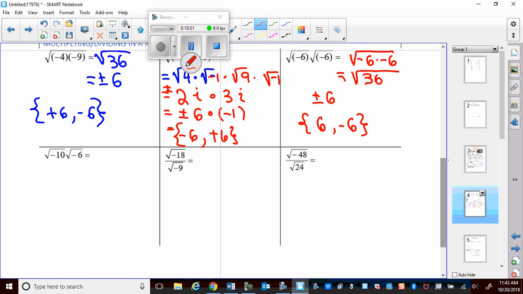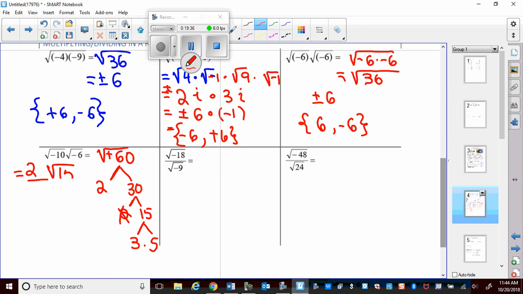Now, the next part, square root of negative 10 times square root of negative 6. This equals positive 60. And then we're just going to break down the radical in the parts. 2 times 30 equals 60. 2 times 15 equals 30. And 3 times 5 equals 15. So when I set this up, this equals 2 comes out of the radical, 1 goes away, but inside remains 15. Okay? So the answer here is plus or minus 2 square root of 15.